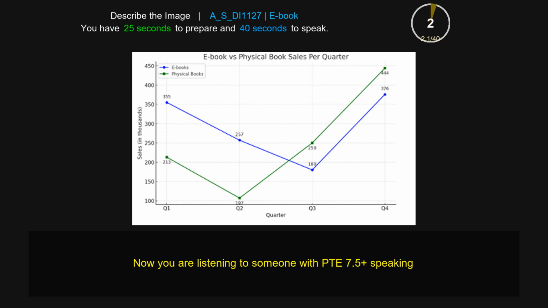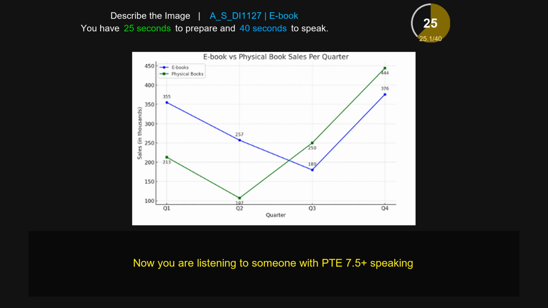This graph gives information about ebook vs physical book sales per quarter. The horizontal axis represents quarters, the vertical axis represents sales in thousands from 100 to 450. The lowest value for physical books is 107 in quarter 2. The highest value for physical books is 444 in quarter 4.